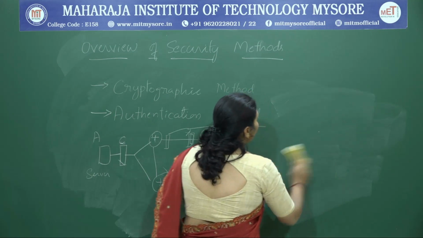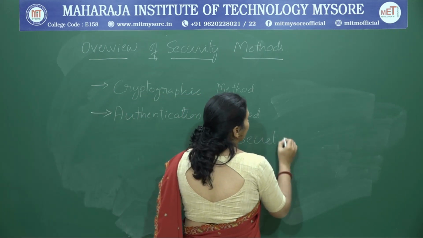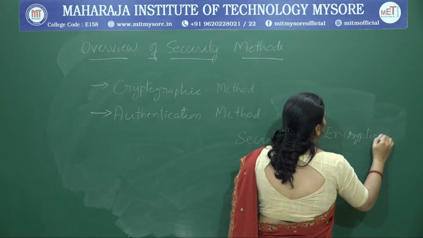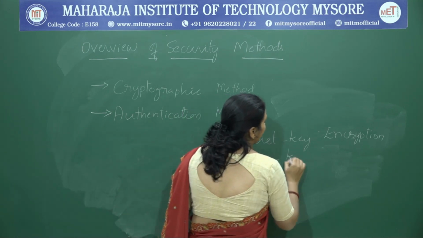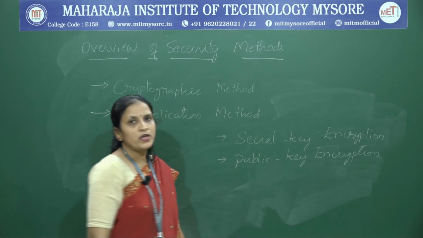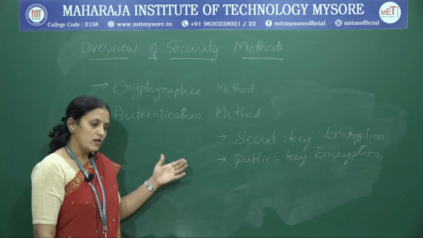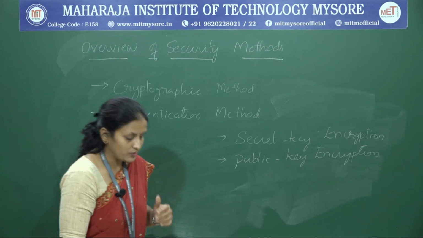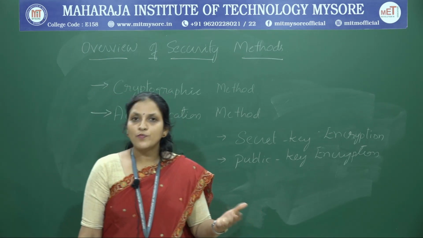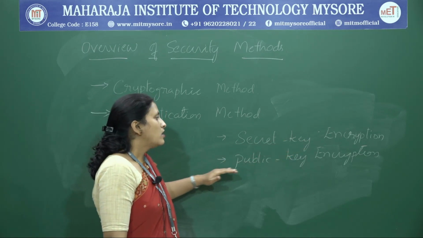After this, there are two kinds of cryptographic methods or encryption methods. What are they? One is secret key encryption, and another is public key encryption. We have seen that with the help of cryptographic methods, we are providing security to the network at different levels, with link encryption and end-to-end encryption. So, through what methodology are we going to provide that? We have two categories of encryption algorithms: one is secret key encryption and another is public key encryption.